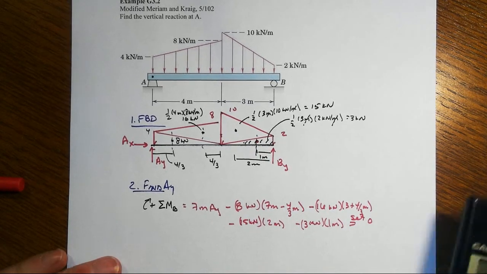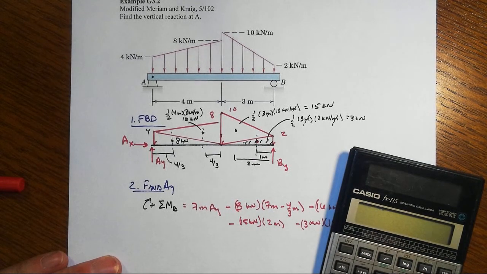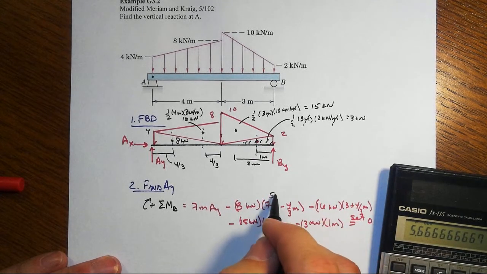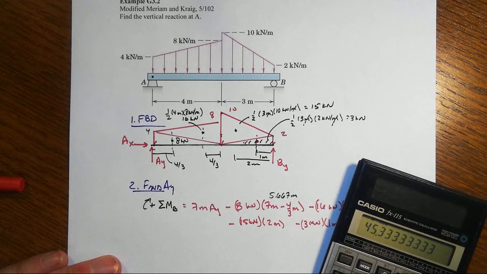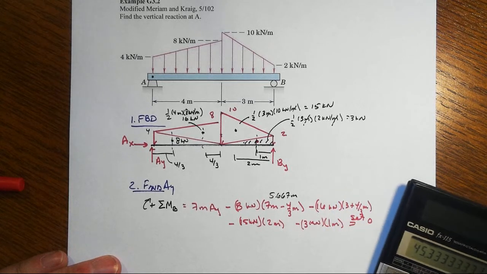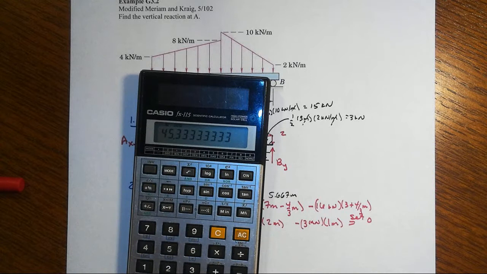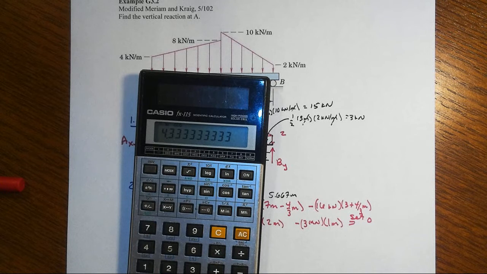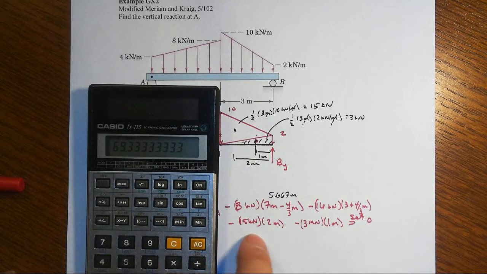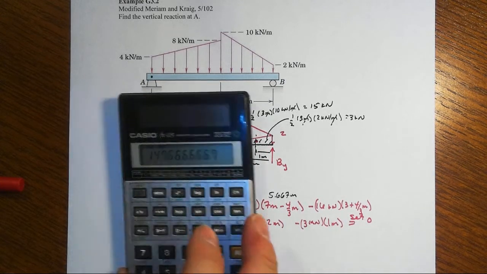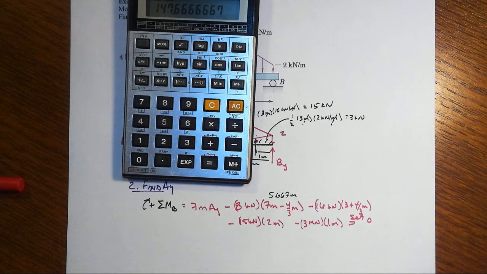Well, let's do this in pieces. 7 minus the 4 divided by 3, that number is 5.67 meters right there, and times the 8, that's 45.33. Dump that in memory. This is going to be 3 plus 4 1/3, so that's going to be, of course, 4.333 times the 16. Add that in to memory to go with the other one. And then we got 15 times 2, that's 30. Add that in. 3 times 1, add that in. That total stuff is 147.6667.